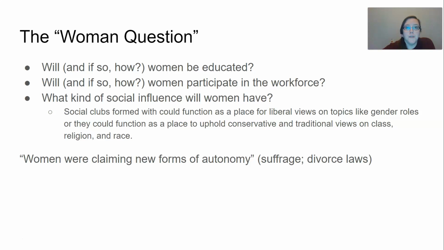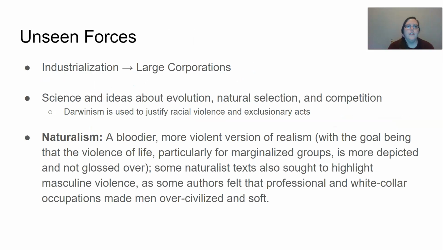This section of our book talks also about how women were claiming new forms of autonomy, like suffrage, the right to vote, and then also things like divorce. Can women get divorced? Can they initiate divorce? If so, how? How is it legal? Things like that.